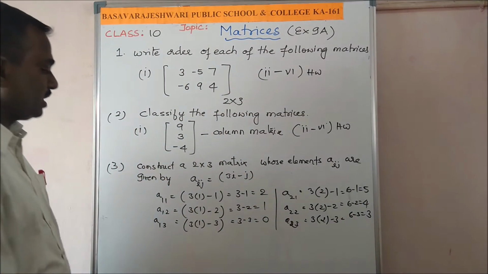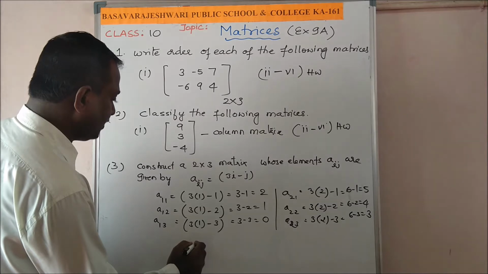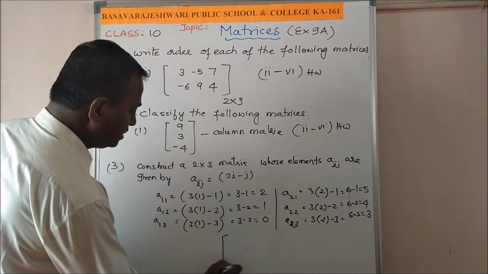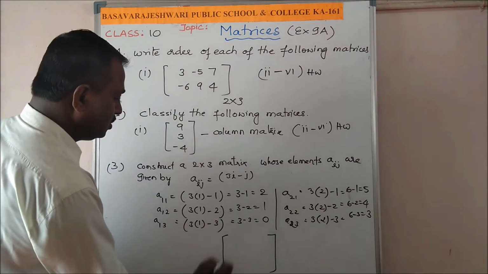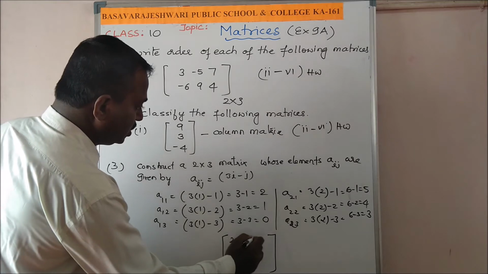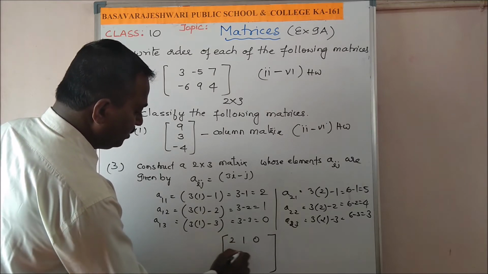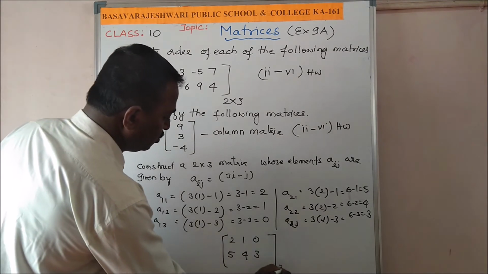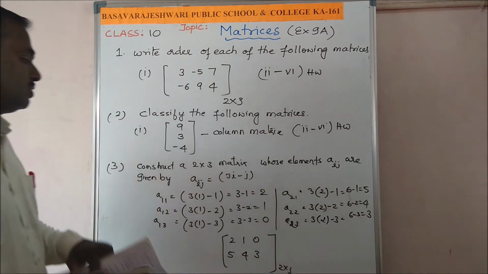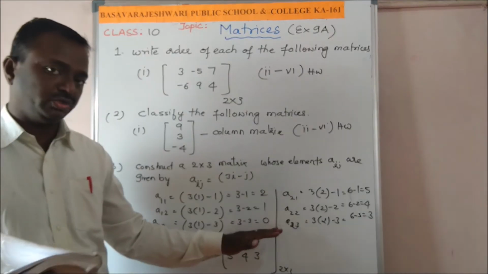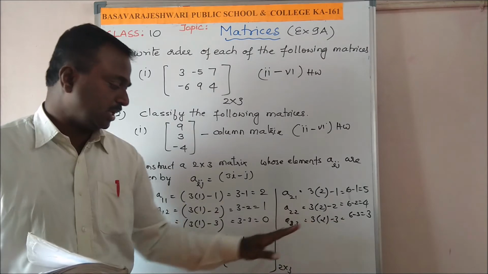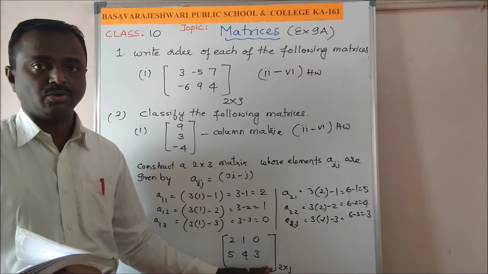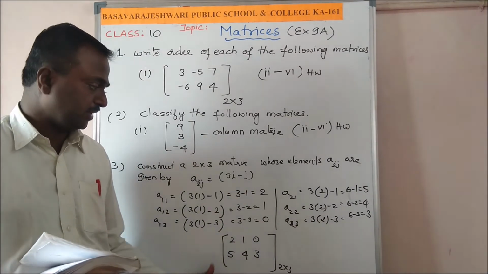So now we have to write the matrix. The matrix is 2, 1, 0, 5, 4, 3. So a 2 into 3 matrix. 2, 1, 0 will be in the first row, 5, 4, 3 will be in the second row. So using this equation, we find it out.